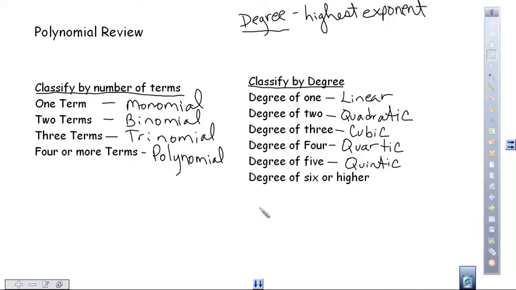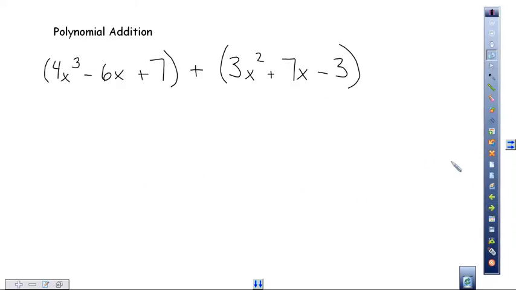Now, I have seen names for 6th degree and higher, but in general, 6 and higher we just refer to as an nth degree polynomial. So 6th degree, 12th degree, 23rd degree, you know, the nth, whatever that number is, degree. That's how we classify by the degree. So these are some vocabulary words you want to just make sure you're familiar with. Adding and subtracting and multiplying. Let's talk about those real quick.